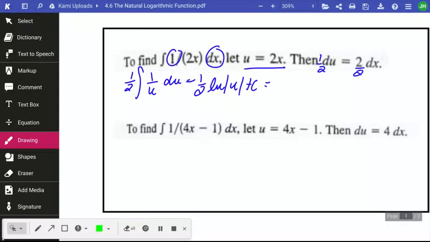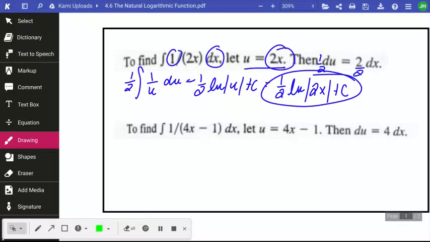And I have to replug back in this in place of u. Unless you're doing a definite integral and you've changed your limits of integration, you do need to put your x back. And I'll have 1/2 natural log absolute value of 2x plus c.